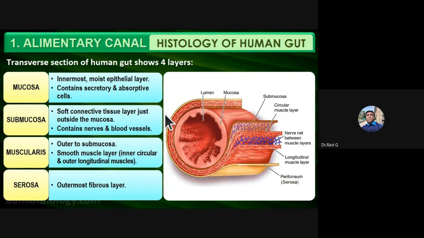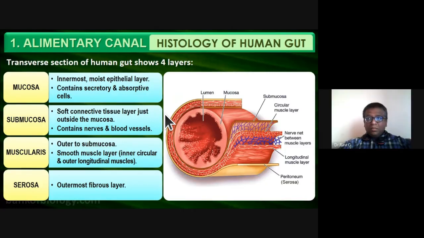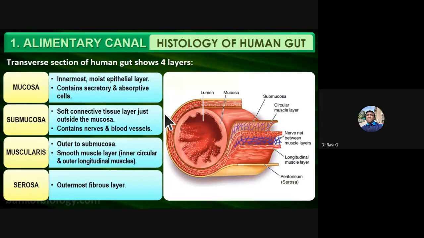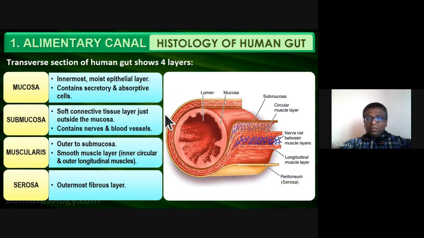serosa. So mucosa is the innermost layer. They would be secreting mucus also. Moist epithelial layer. They contain secretive and absorptive cells. Submucosa is the layer next to the mucosa. So they are made up of soft connective tissue layer just outside the mucosa, and they contain the nerve and blood vessels. So muscularis is outer to the submucosa. They are made up of smooth muscle layer, and this muscularis is of two types: the inner circular muscles and the outer longitudinal muscles. Serosa is an outermost fibrous layer. They are also called as peritoneum.